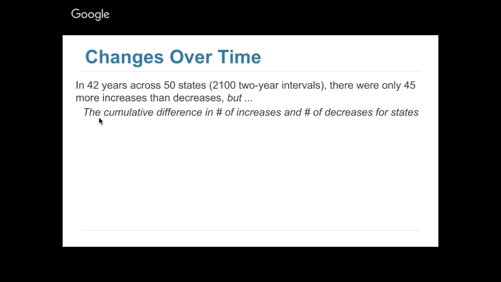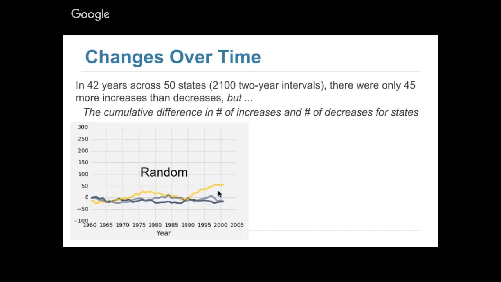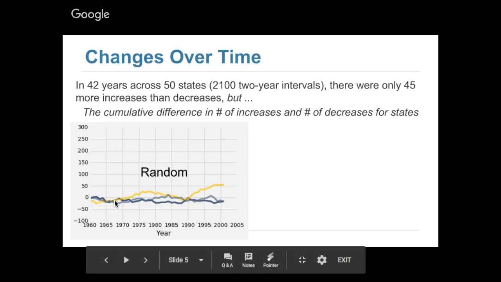And what we found is, so here is a random one. If the murder rate behaved completely randomly, so it went up half the time and went down half the time, we would notice things like this. So here we see, okay, murder rate goes down a little bit, and then it goes up, and then it goes down, and then it goes up here.